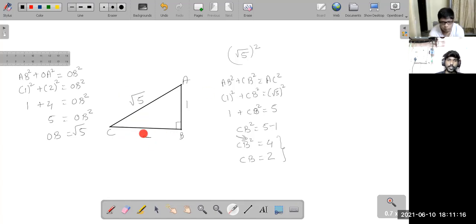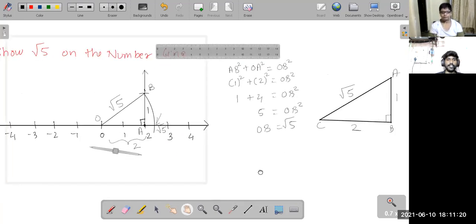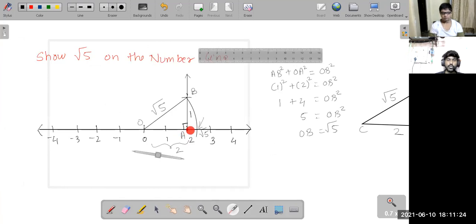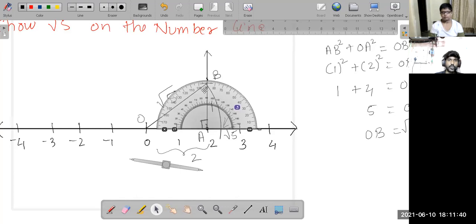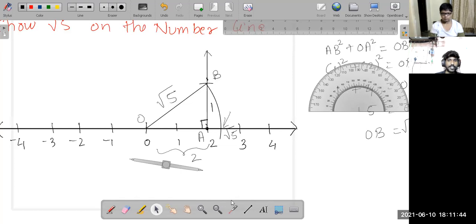Once you are done with this rough work, whatever length you have got here, in this case 2, come to your number line. Since at base we got 2, you start with 2. On 2, you name it as point A. Then you take your protractor, put it on point A and mark a 90 degree. Once you have marked it, with the help of your scale, you draw a ray. After that, you take your compass and measure from 0 to 1. Then you put your pointer on point A and draw an arc. This will surely tell us that AB is of length 1 because we are taking length 1 here.